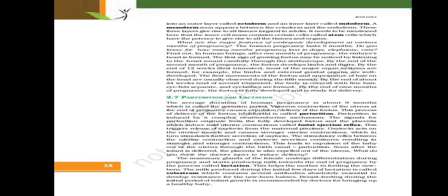What are the major features of embryonic development at various months of pregnancy? The human pregnancy lasts 9 months. Do you know for how many months pregnancy lasts in dogs? Try to find out.